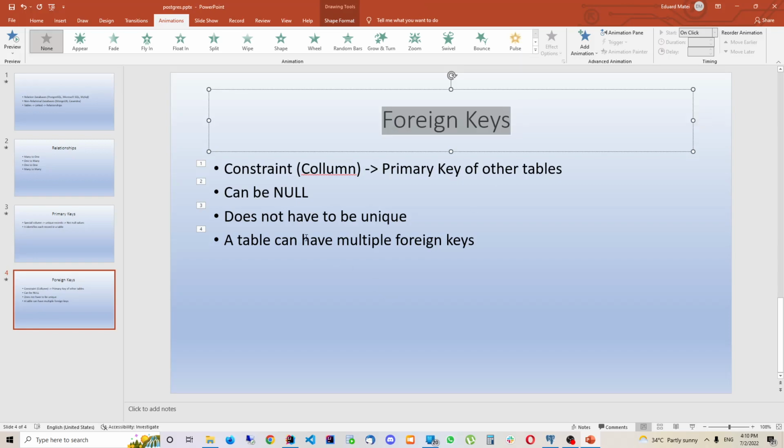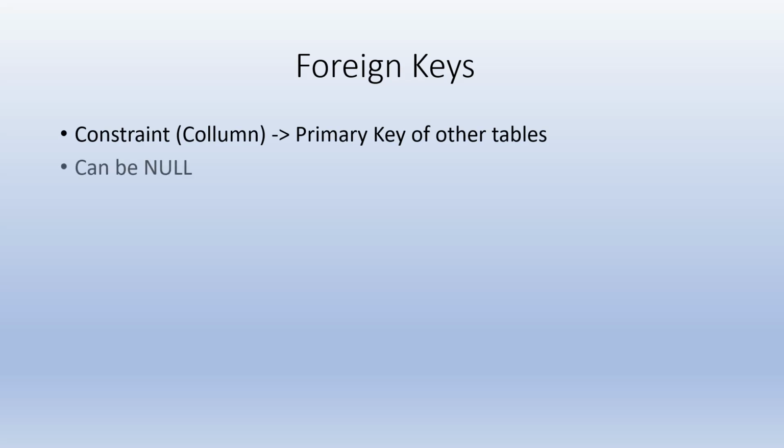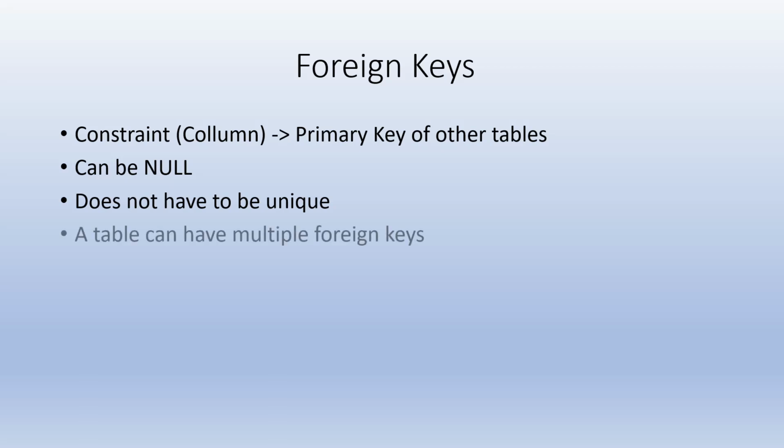What is a foreign key? A foreign key is a constraint that we can apply on a column, or on multiple columns, that basically will point to a primary key on other tables. And some rules about foreign keys, and then we'll go to our editor and show. It can be null, so that's the difference between a foreign key and a primary key. A foreign key can be null, does not have to be unique, it can have the same value in multiple rows in our table, and the table can have multiple foreign keys.